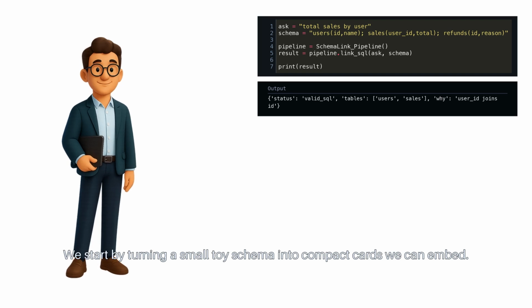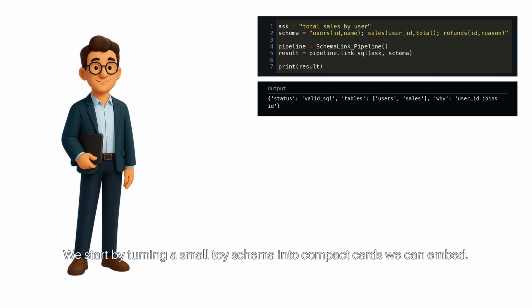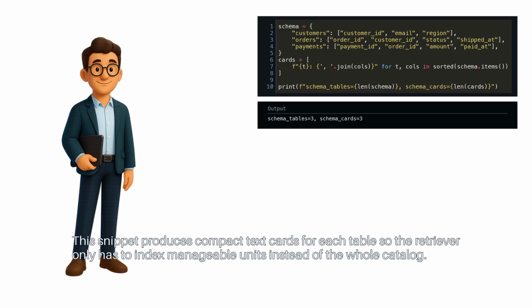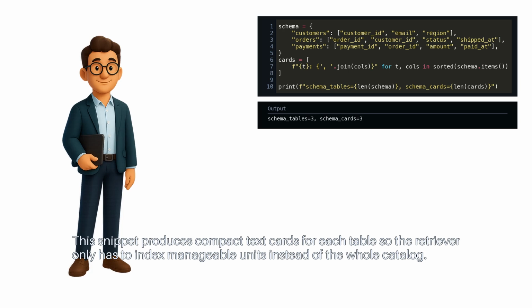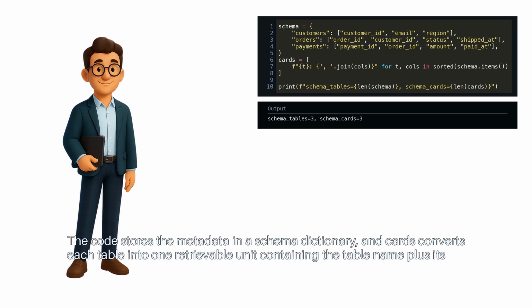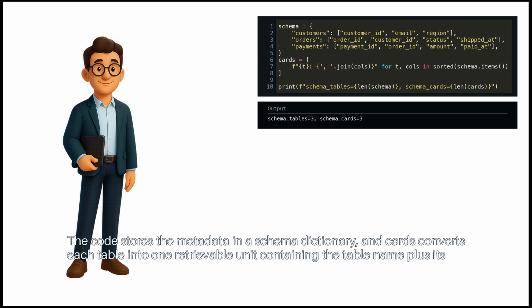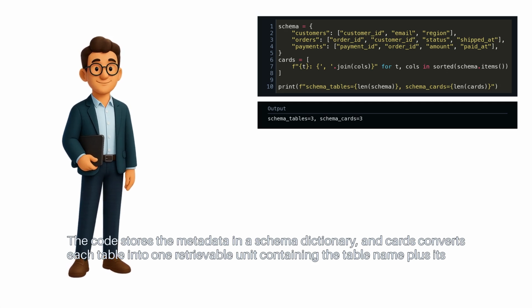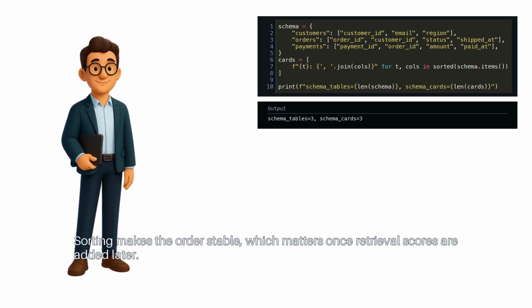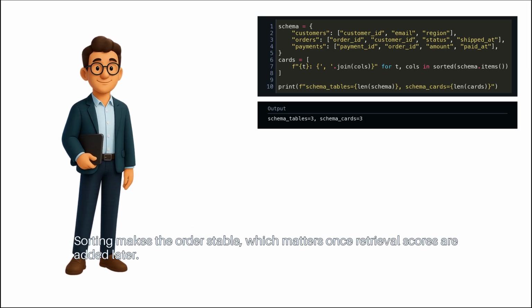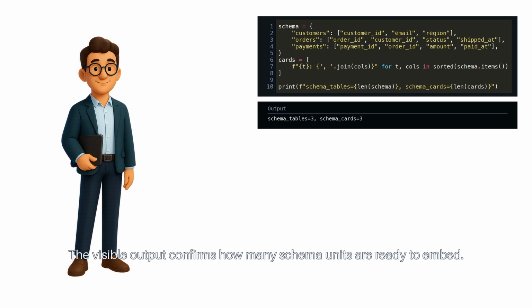We start by turning a small toy schema into compact cards we can embed. This snippet produces compact text cards for each table, so the retriever only has to index manageable units instead of the whole catalog. The code stores the metadata in a schema dictionary, and cards converts each table into one retrievable unit containing the table name plus its columns. Sorting makes the order stable, which matters once retrieval scores are added later. The visible output confirms how many schema units are ready to embed.